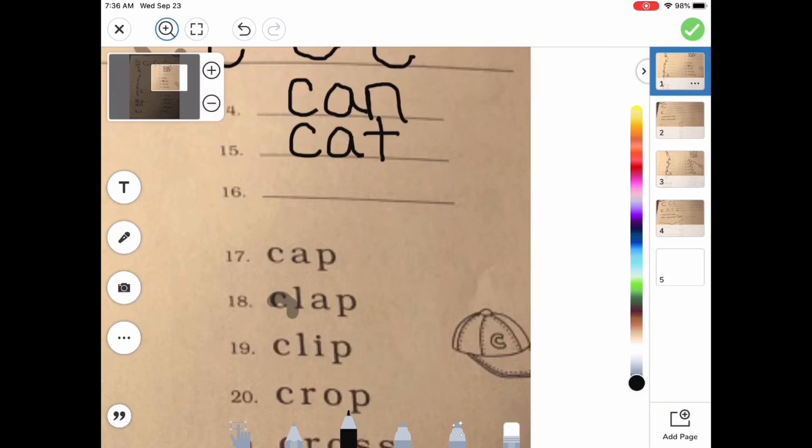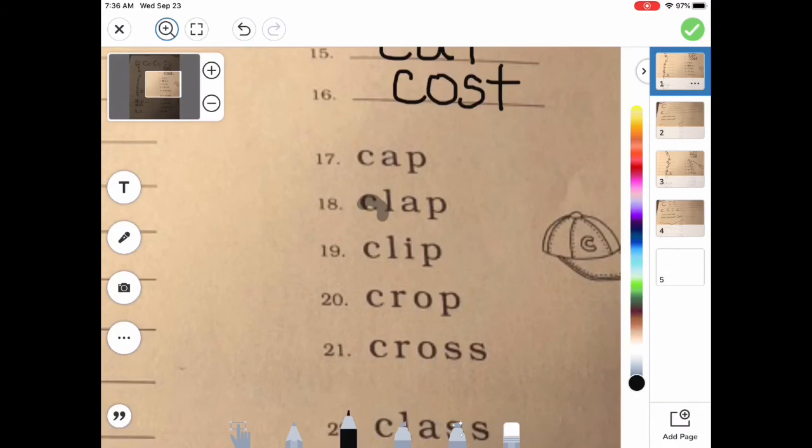Perfect. On number 16, we're going to try to spell cost. So k, C, O, and then st. What two letters make that st sound? S and T. Very good. All right, we're going to try some coding. Go ahead. We got a little accidental mark right there.